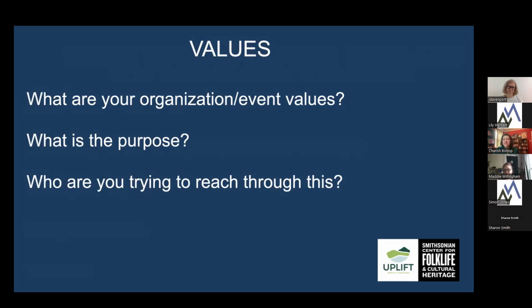So organization, event, and values. You really need to think about this. What do you stand for? What are you trying to accomplish? And who is your target audience for the event itself? Which may be different from volunteers, but really shouldn't be. It should be the same pool, so bringing in people that match that value set.